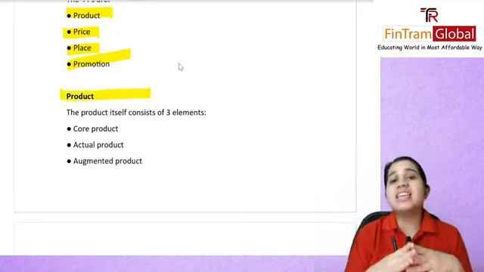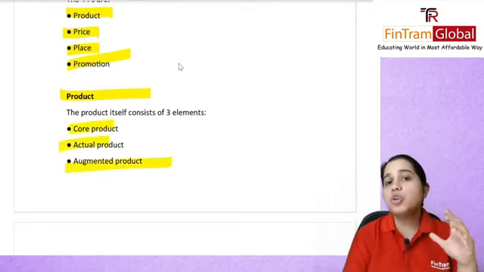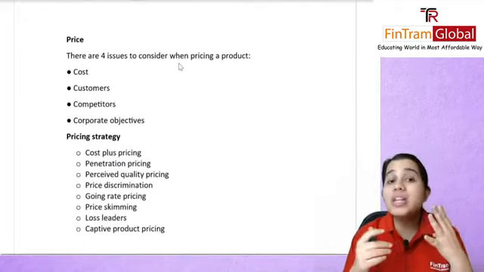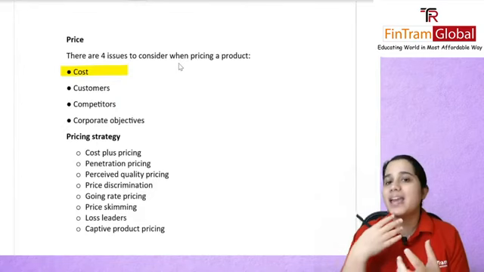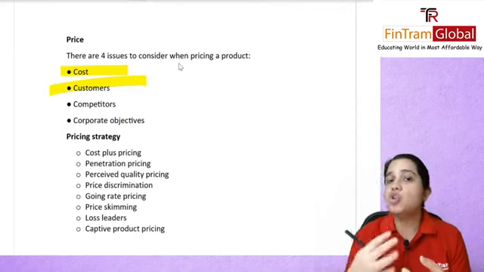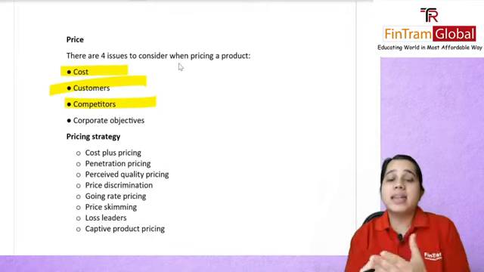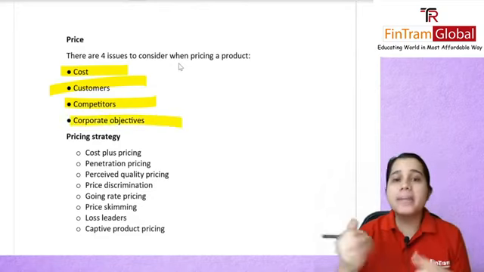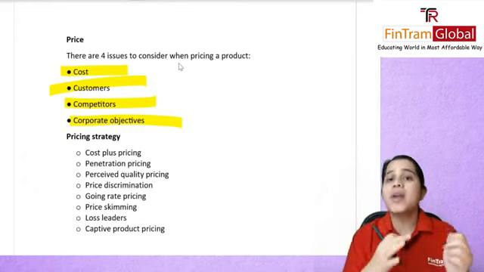First one is your product. This will consist of 3 elements. You have your core product, your actual product, and then your augmented product. Then in price, if you remember, we had covered 4 C's. What were these 4 C's? Firstly, the cost. You will see what the cost was, and accordingly you will price your own goods. The customers: how much are the customers actually willing to pay? Your competitors: what are their pricing, what level they are selling at, because if I go higher than that, why will anyone buy my product? And of course, what are your corporate objectives? Is it to make profit, to lower cost, whatever it is? Accordingly, you will make pricing decisions.